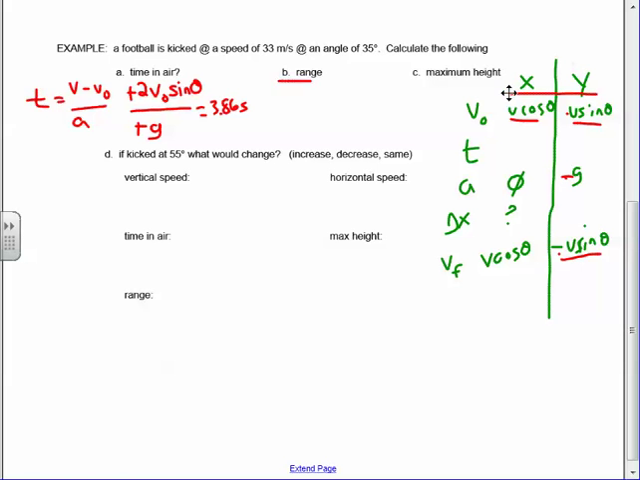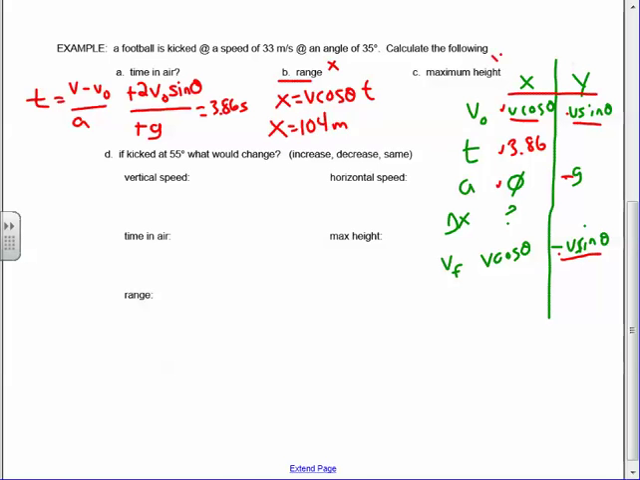Now that I know how long it's in the air, it's fairly easy to find my range. The range is in the x direction. We go to our x column. We now know the time is 3.86. So I've got the speed in the x direction, I've got the time, and I know the acceleration is 0. So the equation I want is v cosine theta, vx, times time in the air. V is the launch speed, that's the 33, cosine of 35 times the time. And we'll get around 104 meters.